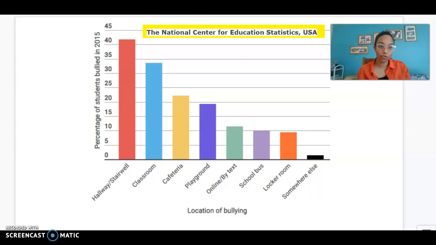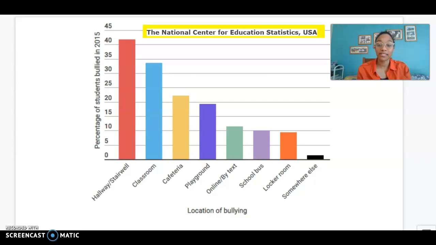So first we give an overview of what we've seen, then we can go through and compare more specifically. So if we added up the percentages of students bullied in the hallways or the classroom, that would be the vast majority of where people were actually getting bullied. The cafeteria and the playground were cut down a bit more, and online, school bus, locker room, or somewhere else were much slimmer.